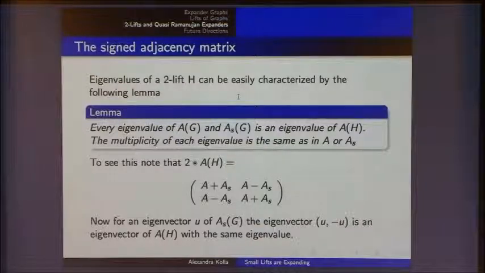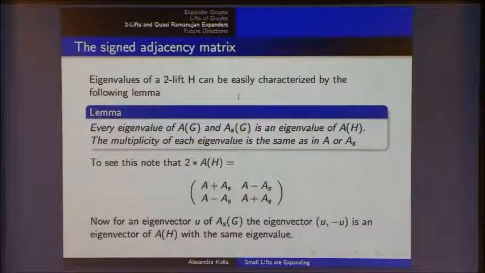And what we do is we observe that the lift adjacency matrix is just this block matrix that has A plus A_S in the diagonals and A minus A_S in the off diagonals. And if u was an eigenvector of A_S, then (u, minus u) is an eigenvector of this matrix with the same eigenvalue. In fact, 2 times the previous eigenvalue, but the 2 cancels out. So the eigenvalues of the signed matrix are also eigenvalues of the lift.